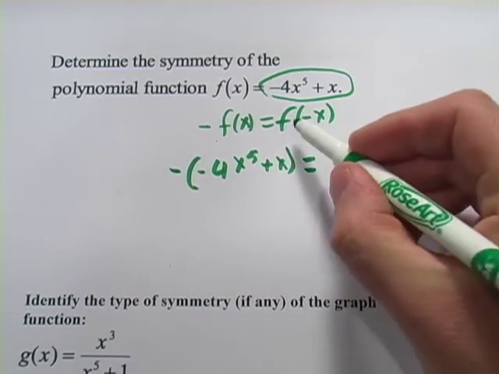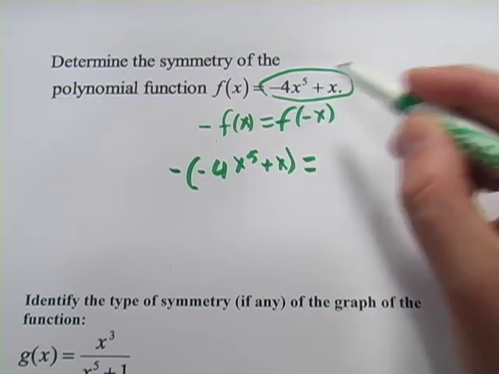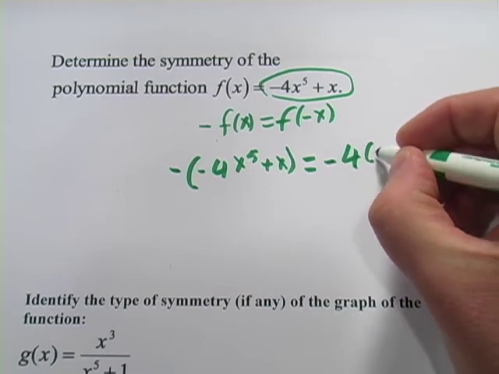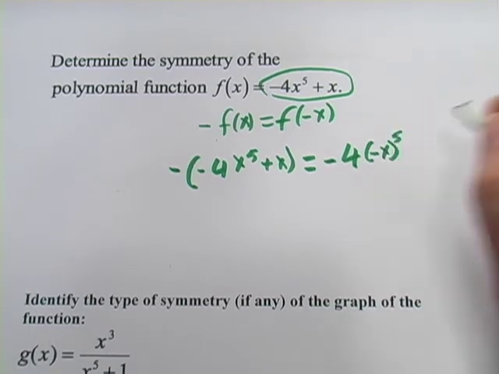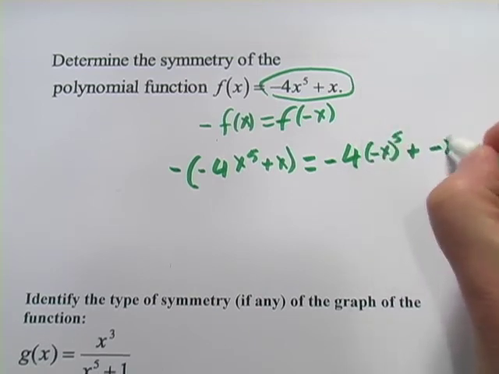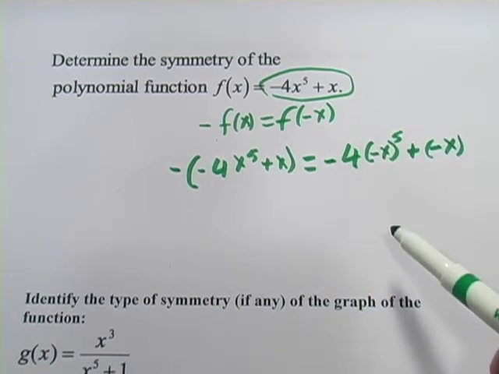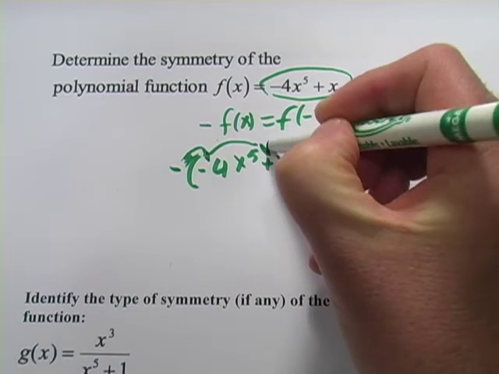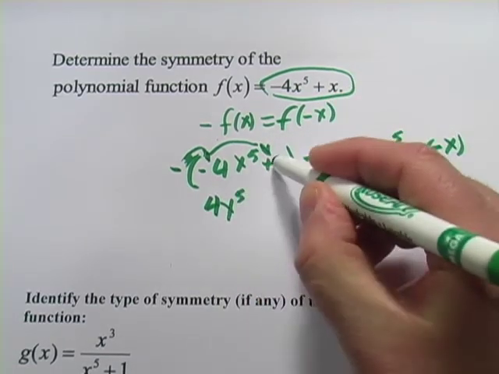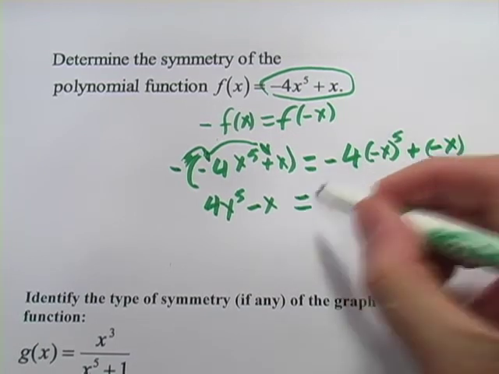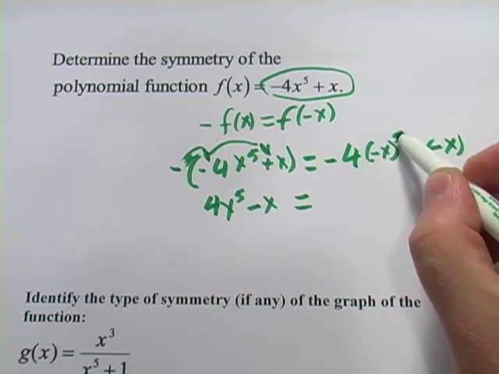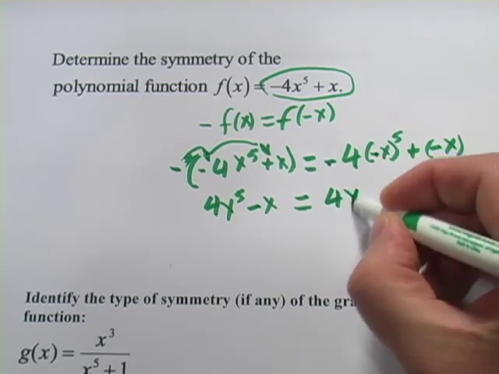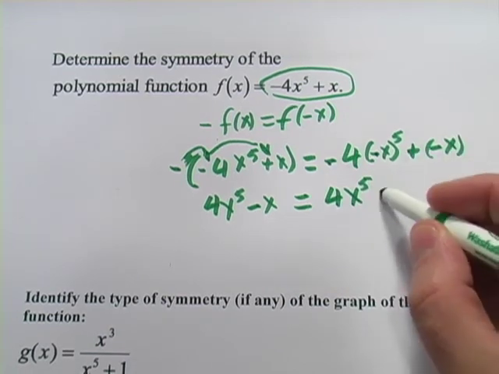And then, how do I take the function of negative x? Well, I'm just going to put in a negative x for x everywhere I see it. So I'll write the rest of the function as I normally would. Negative 4, instead of times x, it's times negative x to the fifth power, plus, and instead of x, a negative x. Okay, now we want to see if these things are really the same. So let me distribute my negative sign here. So this becomes a positive 4x to the fifth minus x on this side. And on this side, well, what's negative x raised to the fifth power? It's just negative x. So this negative sign and this negative sign are going to cancel out. So this becomes 4x to the fifth. And plus a negative x, well, that's just minus x.